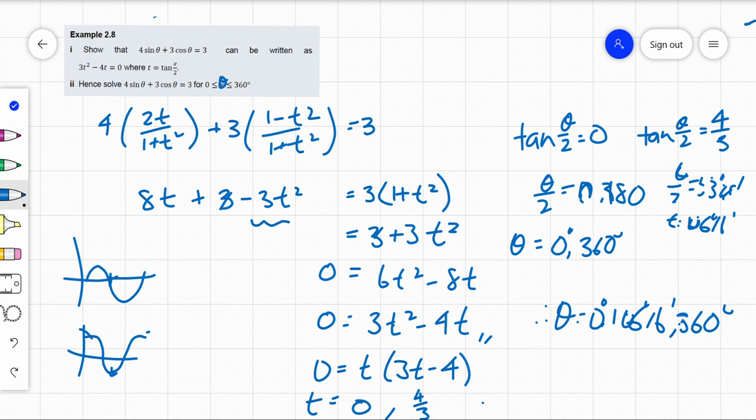Alright, so we're just finding all our possible solutions, and there'll be 3 possible solutions, and you can check that out. Have a look at Desmos, and maybe graph y equals 4 sine x plus 3 cos x, and then graph y equals 3, and just check, does it cross 3 times, and are they at those places?